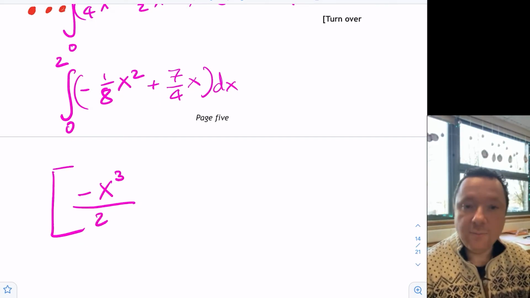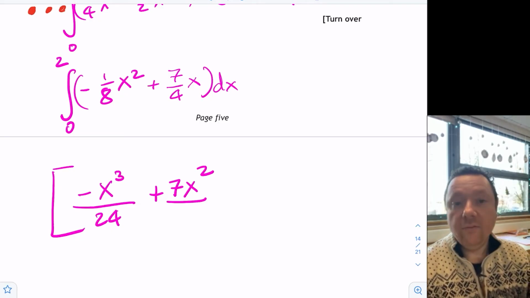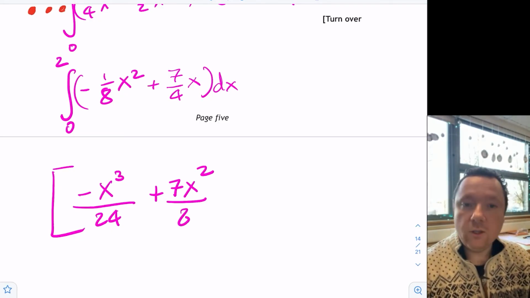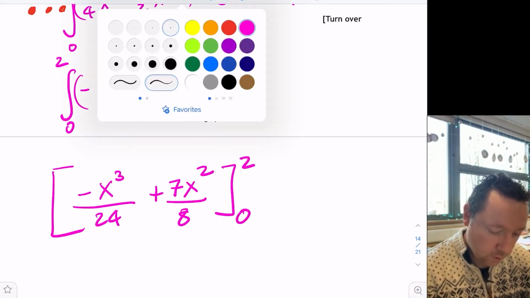So 3 times 8 I need to do, which is 24. And then plus x squared. I've got 7 still. But I need to divide by 2. So I've got 4 already on the bottom. So 4 times 2 is 8. And that's between 0 and 2.